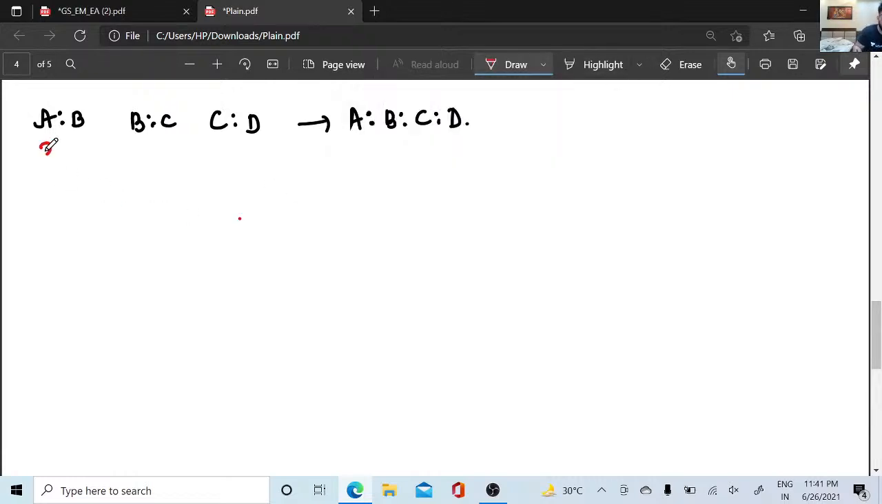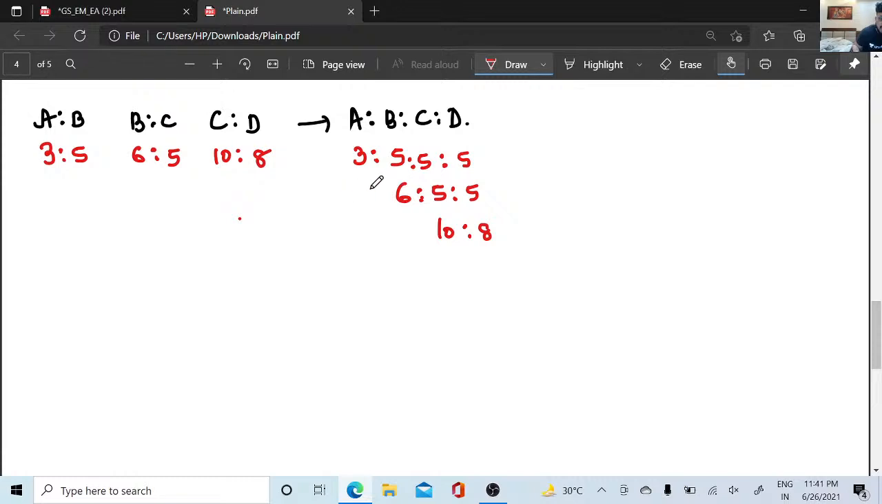If I give the value of A is to B as 3 is to 5, B is to C as 6 is to 5, and C is to D as 10 is to 8, how shall I find out the values, sir? First write down A is to B: 3 is to 5. Then write down B is to C: 6 is to 5. Then write down C is to D: 10 is to 8. The extremes: 5 is here, 5 on all the sides. On this side the extreme is 6, and on this side it is 10. So here just multiply.